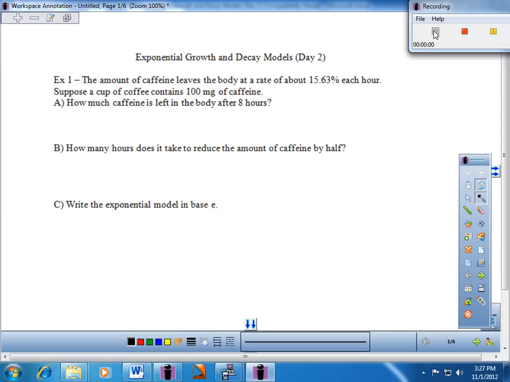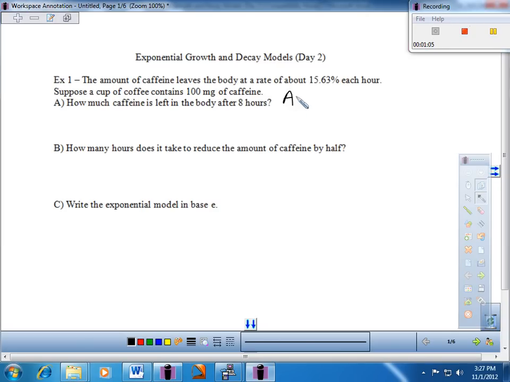It says the amount of caffeine leaves the body at a rate of about 15.63% each hour. Suppose a cup of coffee contains 100 milligrams of caffeine. How much caffeine is left in the body after 8 hours? Sounds good. Well, in this case, before we do part A, let's write a model for this.